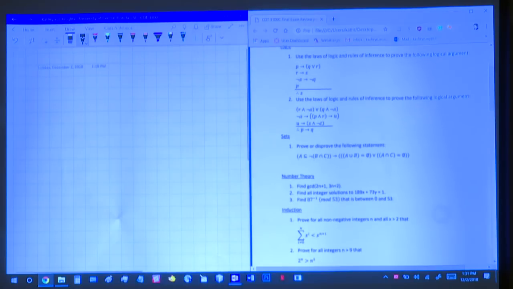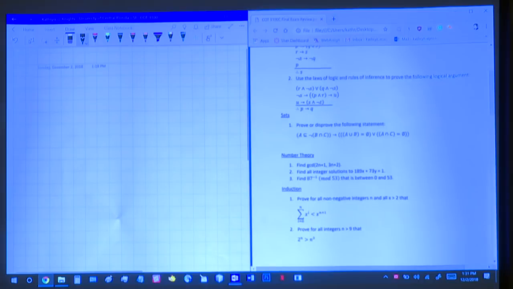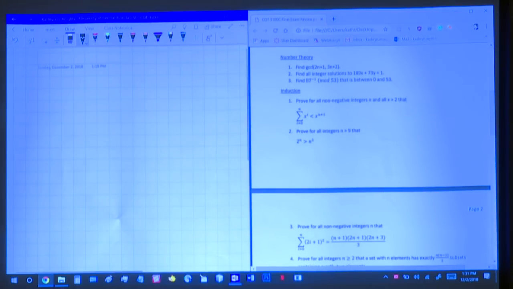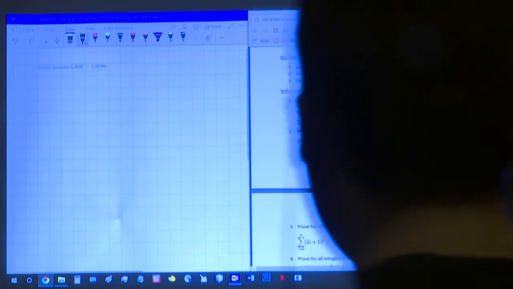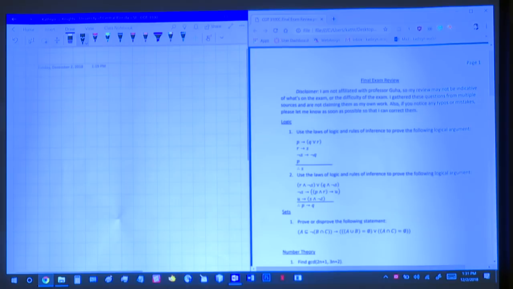So, where? Sorry. The first question of number theory. On number theory, okay. Is that okay with you guys? Do you want to start with number theory? Are you doing all of it though? I can if you want. Yeah. Do you want me to just go through the whole thing, each section?